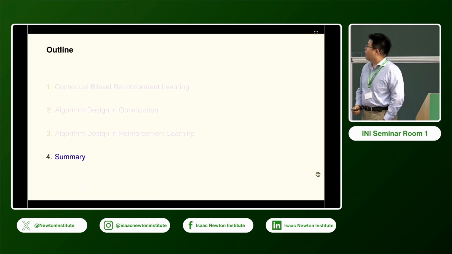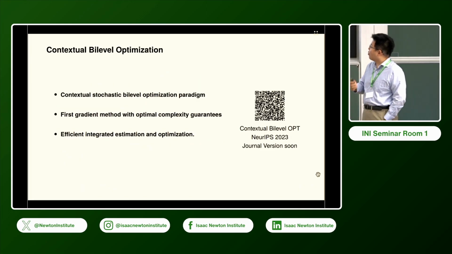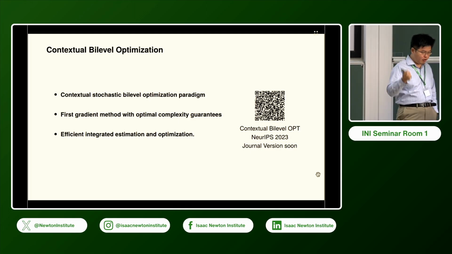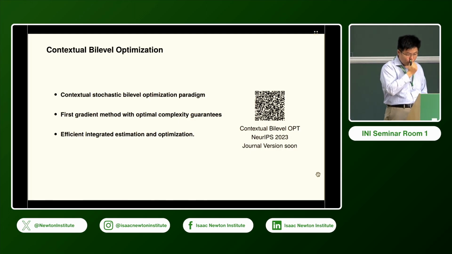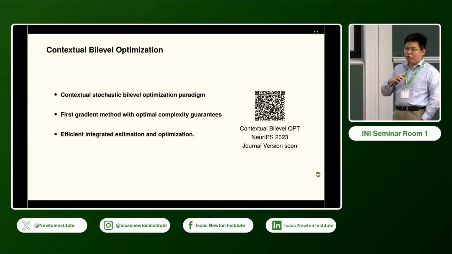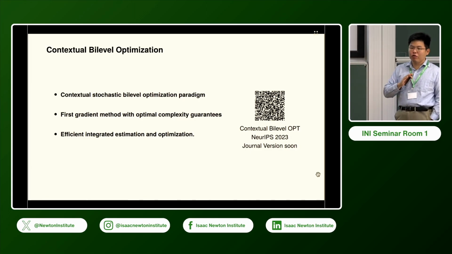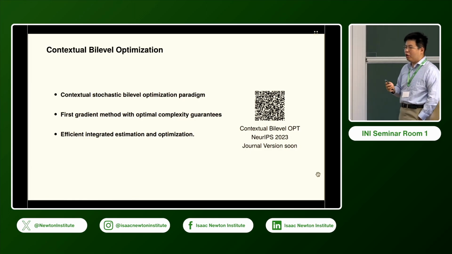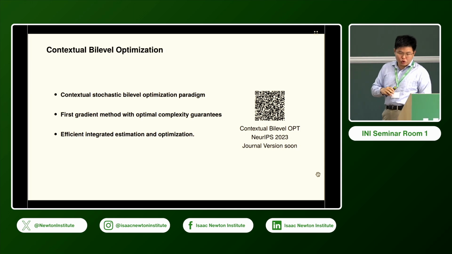So to summarize, I've introduced to you this contextual bilevel optimization framework. This is a paper published in 2023 at NeurIPS. How do you do hypergradient estimation? How do you do acceleration? How do you ensure that this can be applied to all kinds of different application scenarios?